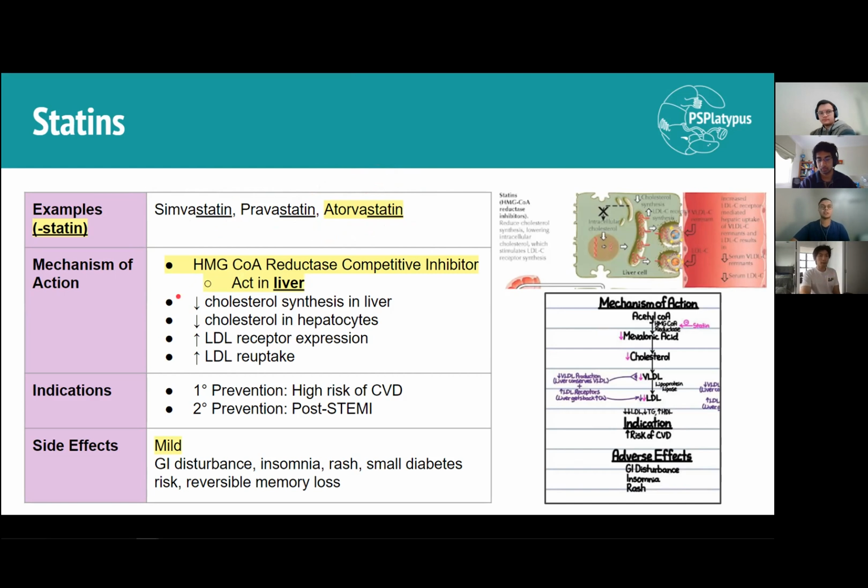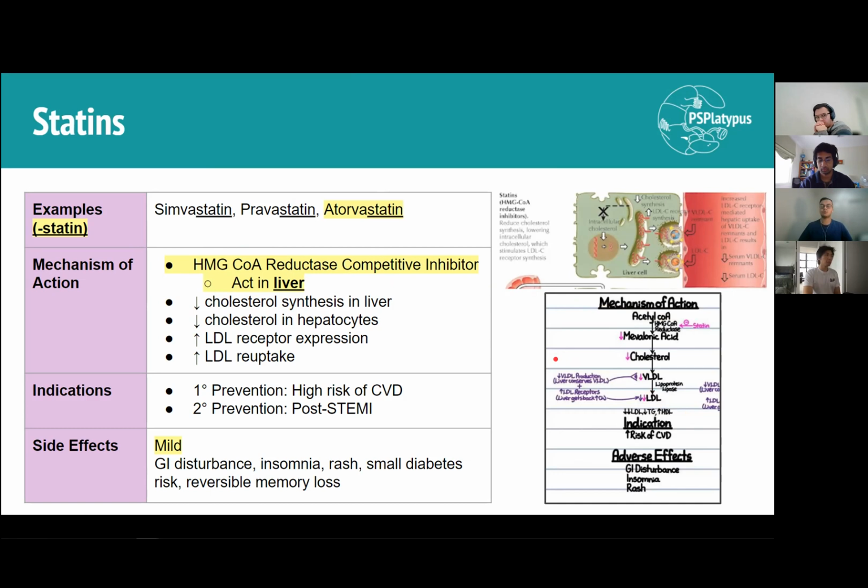So when it comes to the mechanism of action, the way that these statins work is that they act as enzyme inhibitors. Specifically, they act on an enzyme called HMG-CoA reductase, and they competitively inhibit that, and they act in the liver. That's a lot of terminology there, but the main idea is that by inhibiting that enzyme, they prevent acetyl-CoA from actually becoming cholesterol. So you're decreasing cholesterol synthesis in the liver.